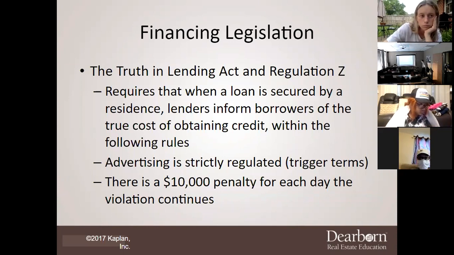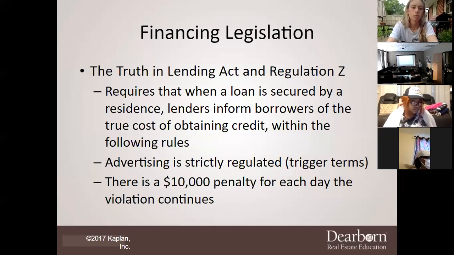So if you're violating the Truth in Lending, trying to, I would say, pull one over on someone, give extra higher insurance or something like that, then you're breaking the Truth in Lending Act and Regulation Z, and you can be charged criminally, actually. So every day that it keeps going, it's another $10,000, and that is not cheap. $10,000 is a lot of money.